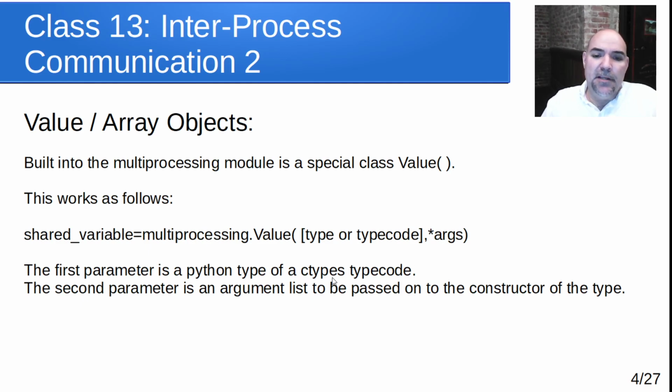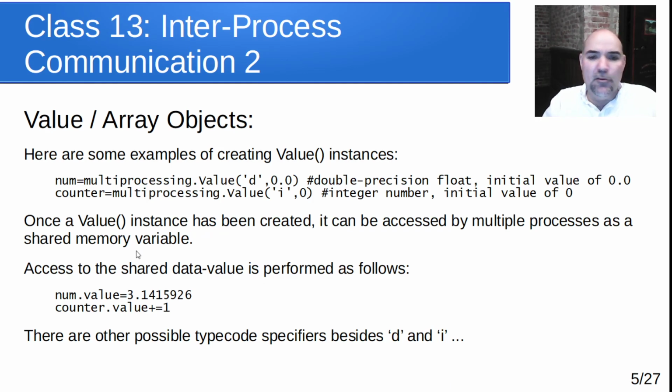The first parameter is one of the C-types type codes, which means we can make that value an integer or floating point or really any C-type that we want, and we'll look at the C-types that are available in a second. The second parameter is an argument list to be passed on to the constructor of that type. In other words, this gives us the ability to initialize the values of these type codes. And what this returns is a shared variable object that we could then use in multiple processes. So let's look at that in a little more detail.